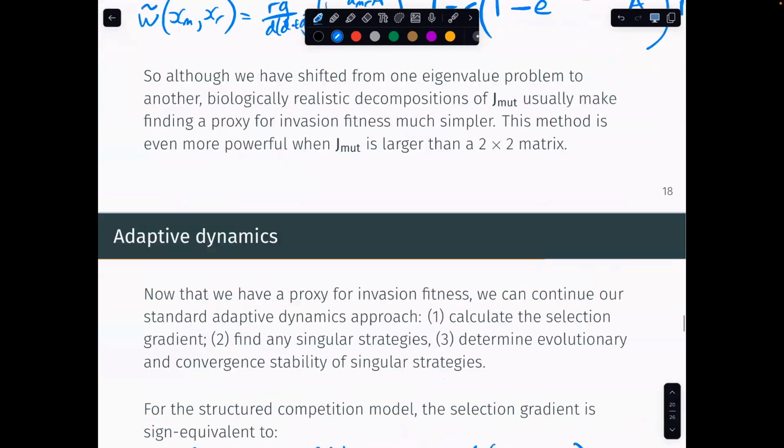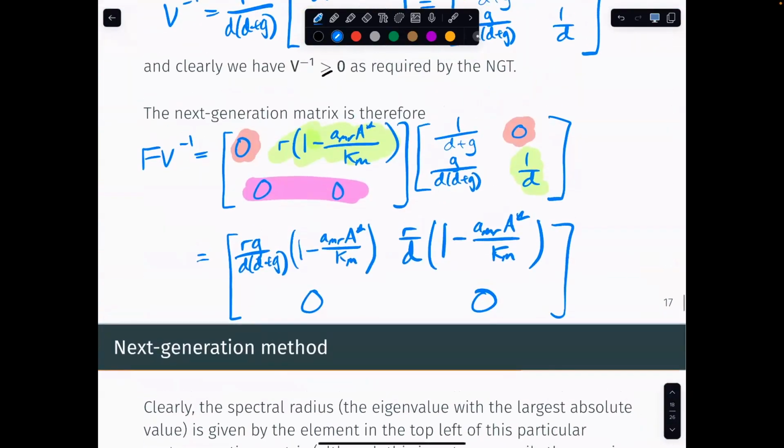So let's go back up to our next generation matrix up here. This is saying my type I individuals here are my young mutants. How many young mutants are produced over the course of a lifetime by individuals that are currently in that young class? Well, essentially the R times the term in the brackets is how much they're going to reproduce when they're an adult. And the G over D times D plus G is telling me essentially how likely are they to become adults, and how long do they live as an adult. So there's a biological interpretation to these terms when we translate it into this next generation matrix.